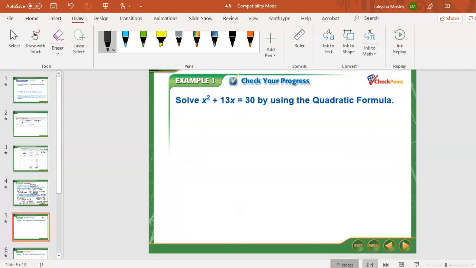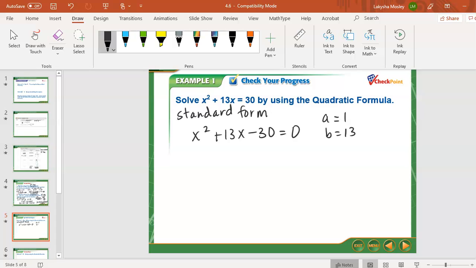Now they want us to solve this problem using the quadratic formula. So here we go with this one. Now again, you want to first put it in standard form. Okay, so I'm going to rewrite this as x squared, leave the 13x, and I'm going to move the 30 over to the left side so it becomes negative. Right? Now I'm going to list that my a is 1, my b is 13, the c is negative 30.